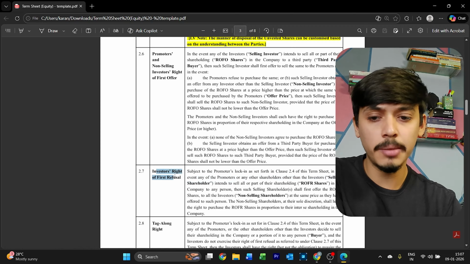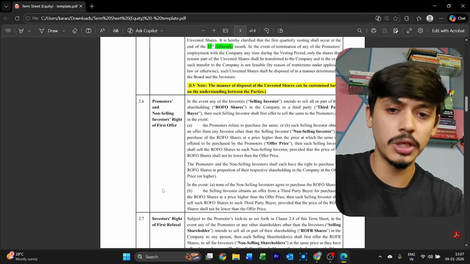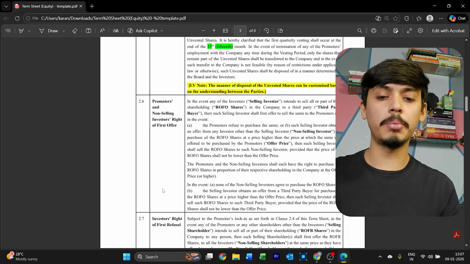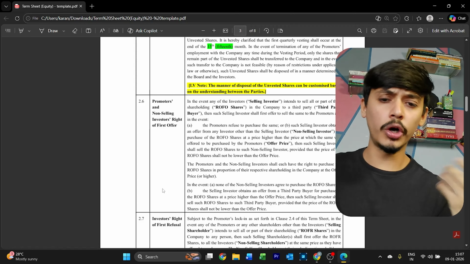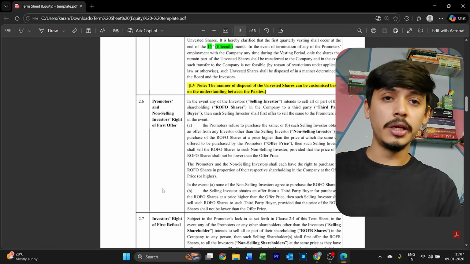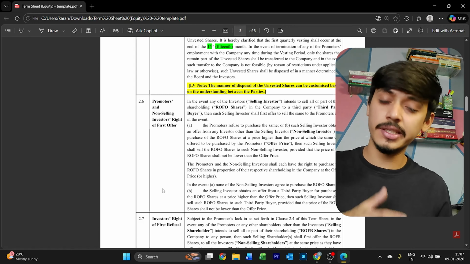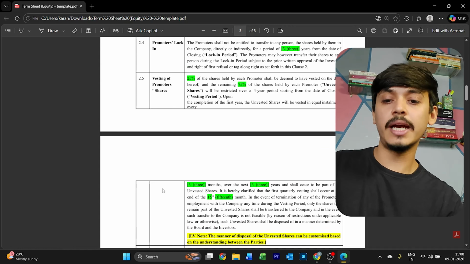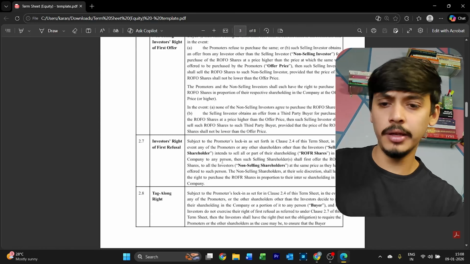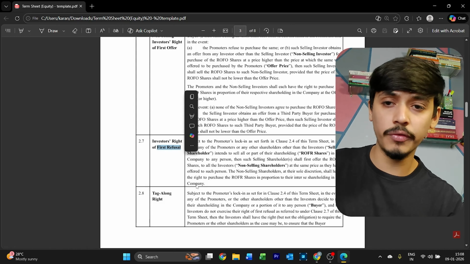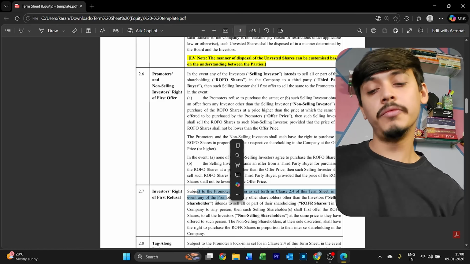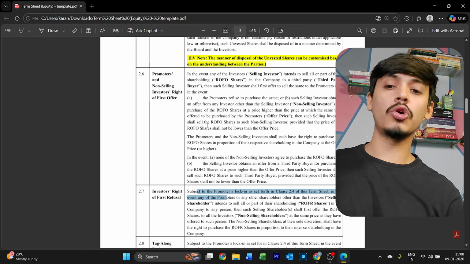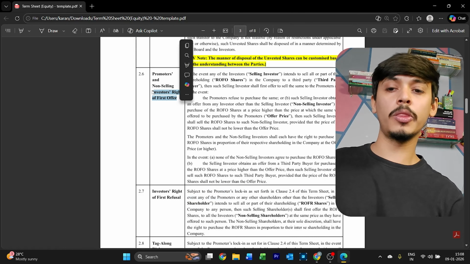So that is the meaning of investors' right of first refusal. If they want to increase their shareholding in a particular company, then the shareholders who want to sell to outside people will first have to reach out to these particular investors: we are selling these shares, are you willing to buy them? If not, then they will be allowed to sell to the outside person. So that is the meaning of right of first refusal, and the first refusal right is in the hands of investors.